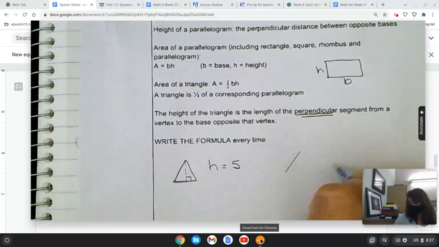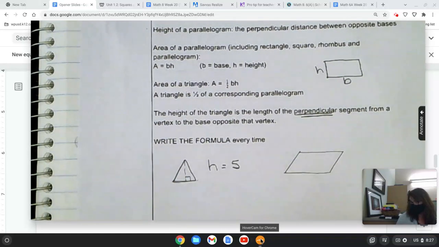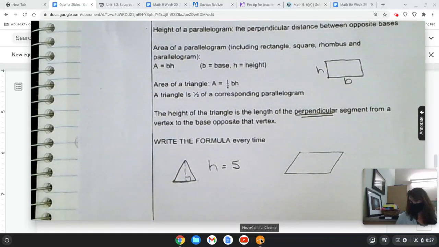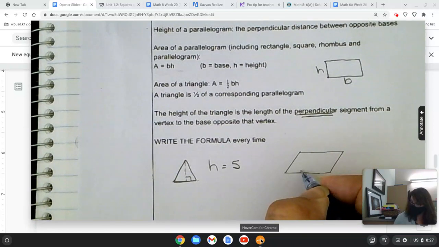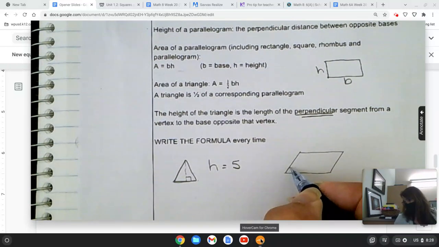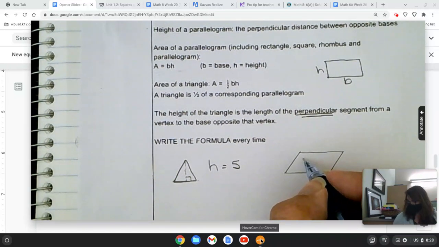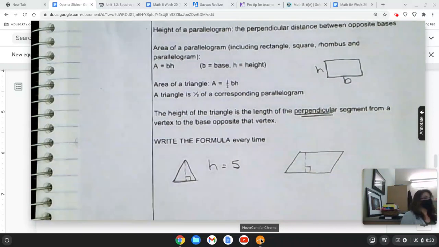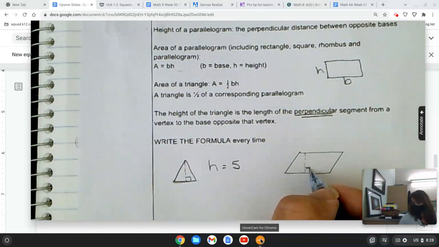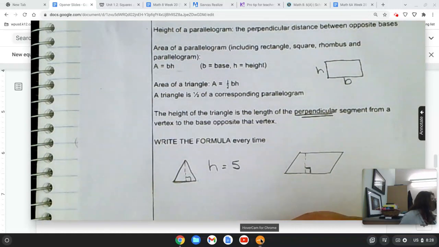So if I had, say, a parallelogram, okay, and I made a height like that, what if I kicked it over? Is the bottom still the base? Okay, wherever this connection is, that's your base.